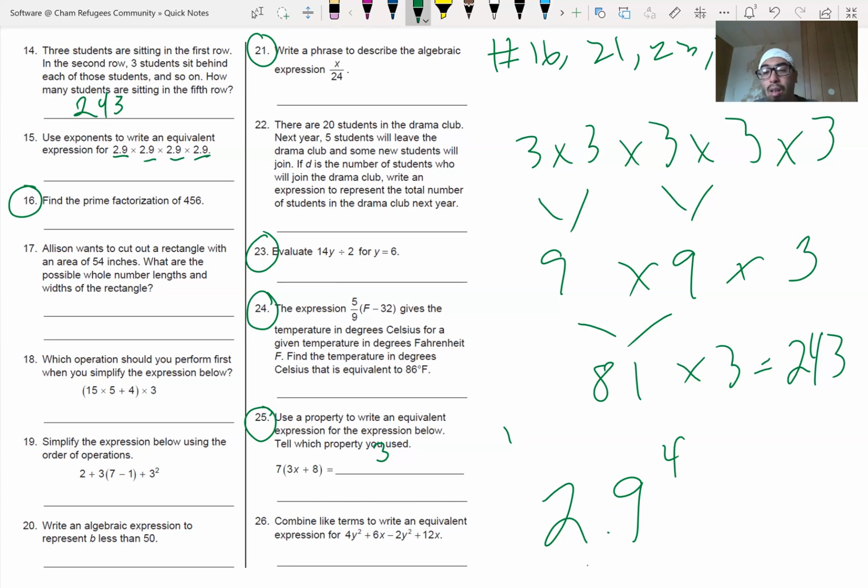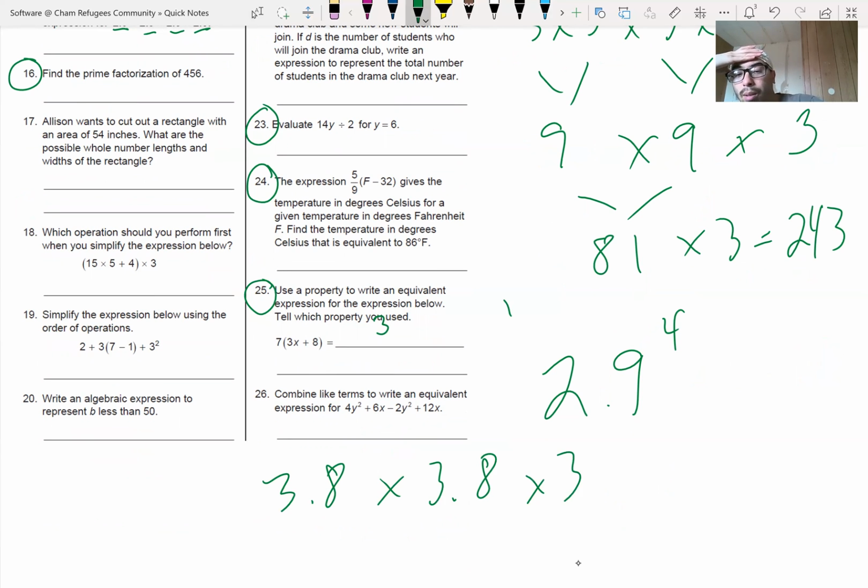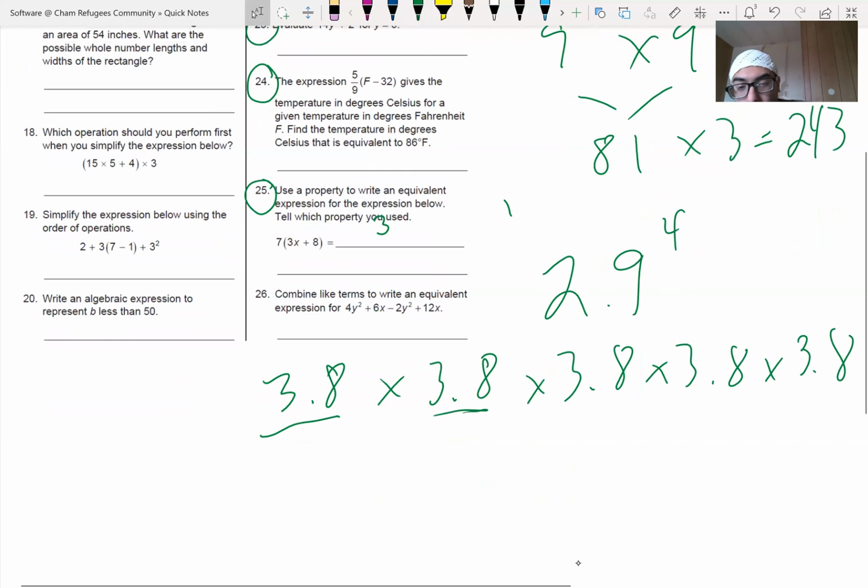Right? You guys can also do this one. Like if you have, let's say it was 3.8 times 3.8 times 3.8 times 3.8 times 3.8. Sumaya, what would the base be? The one that is repeating over and over is 3.8. So the base would be 3.8.